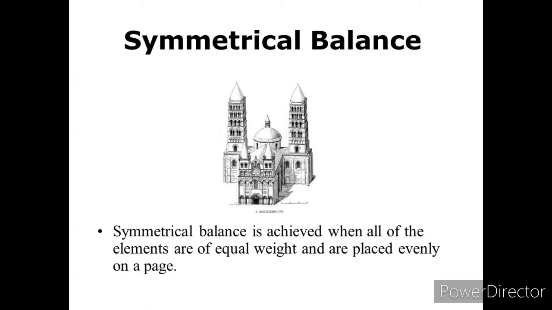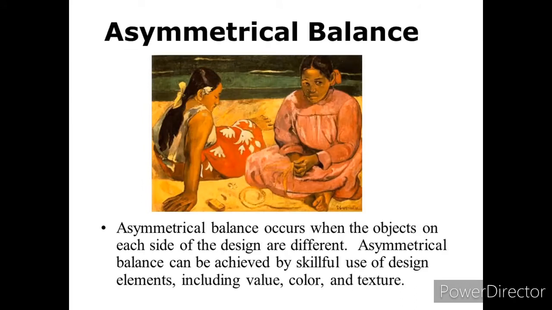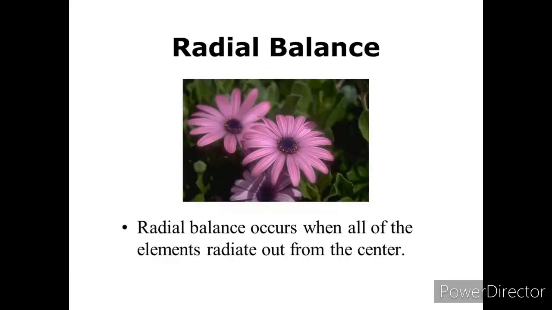Symmetrical balance is achieved when all of the elements are of equal weight and are placed evenly on a page. Asymmetrical balance occurs when the objects on each side of the design are different. Asymmetrical balance can be achieved by skillful use of design elements, including value, color, and texture. Radial balance occurs when all of the elements radiate out of the center.